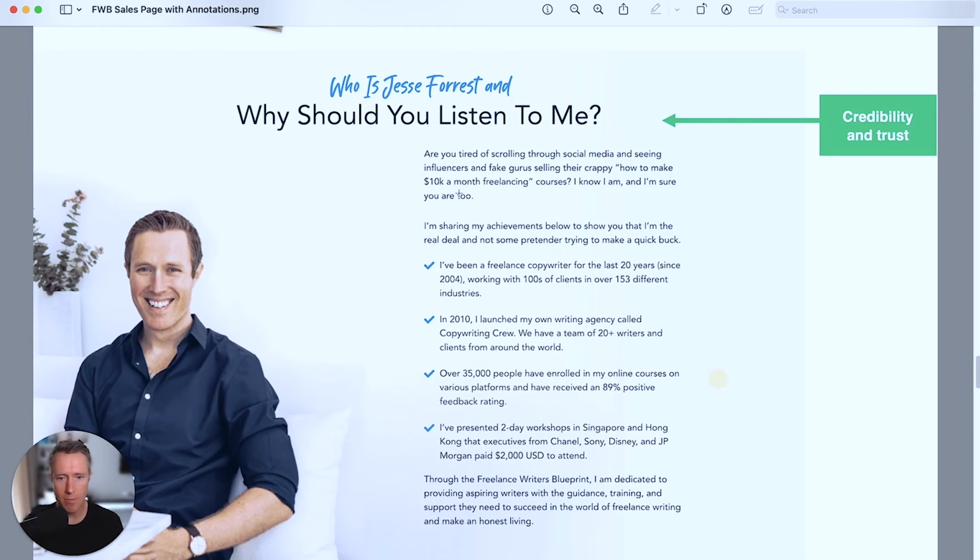And again, I've made it easy for the scanners and scrollers by having short paragraphs, by listing out my relevant achievements in bulleted form so that people can scan through and quickly get a gist of why I'm credible, why you should believe me, why you should trust me. And I answer that question in this section. And you should do the same thing and try to include as many specific reasons as possible. I don't just say, I've been a freelance writer for many years.